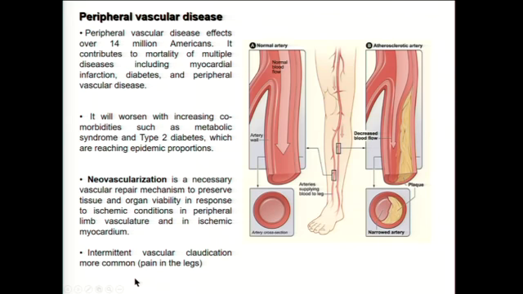I don't want you to memorize this, but you'll see it in your practices or when you do your rotations. Intermittent vascular claudication. It's pain in the legs. So if you have grandparents that complain of some pain when they walk, their skeletal muscles are being starved, a little bit ischemic, and that's what they feel.